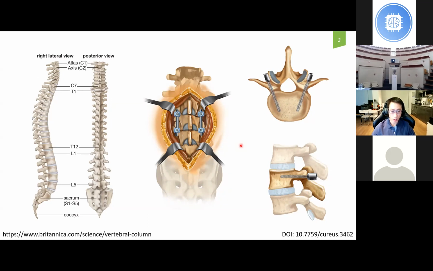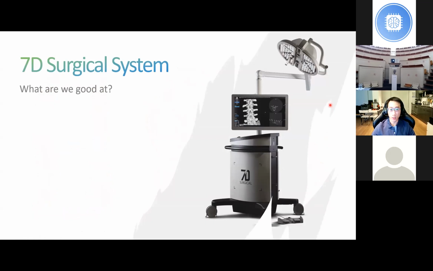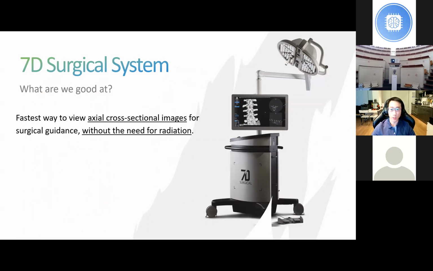And that's the context. At 70 Surgical, this is the system that we have designed and developed from scratch: software and hardware. So what are we good at at 70 Surgical? I think the most brief way of saying it is we are the fastest way to view axial cross-sectional images for surgical guidance without the need for radiation. And I'll expand on what this actually means.